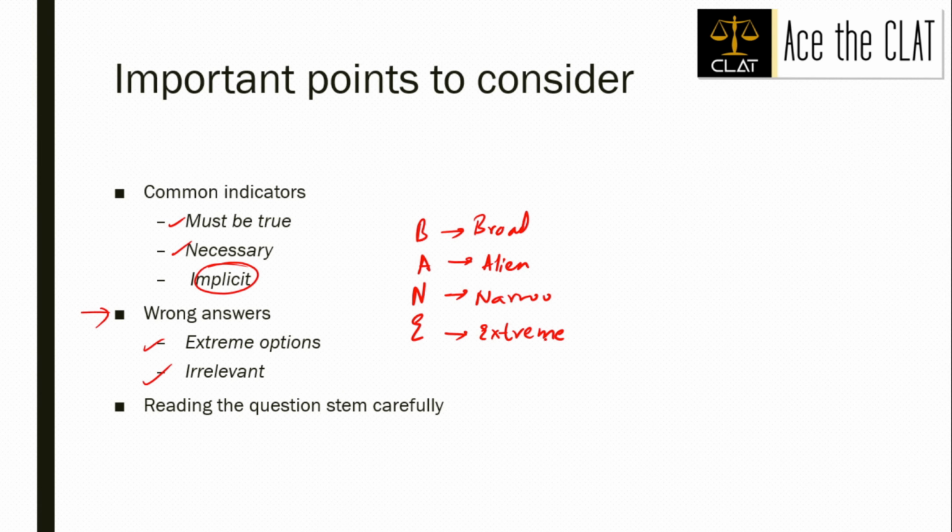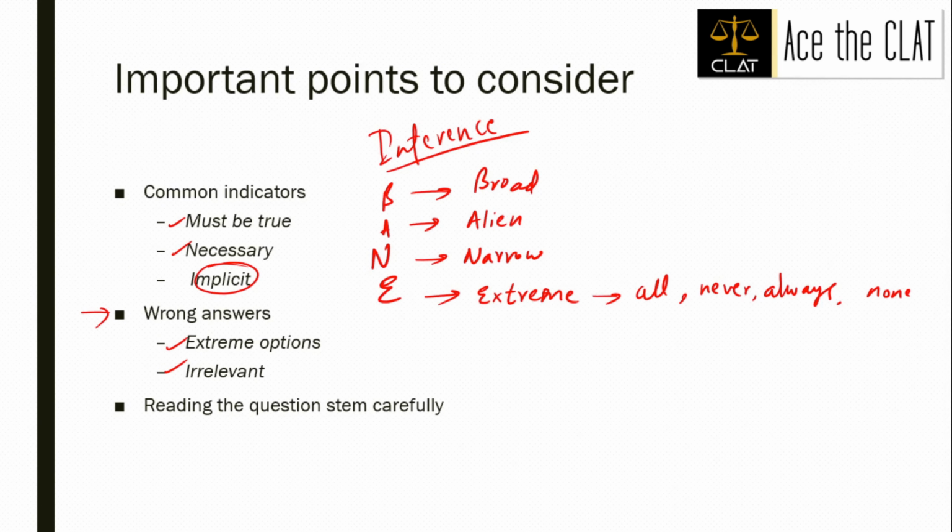So in extreme options, you might be served with a choice which is too strong in itself, right? In that case, you should ask yourself, does this statement really have to be true for the argument to hold? Or would a lighter or lesser version of this statement just work fine? And for irrelevant, you need to be vigilant to determine options that are not relevant to the argument. So you need to be aware of these wrong answer choices.